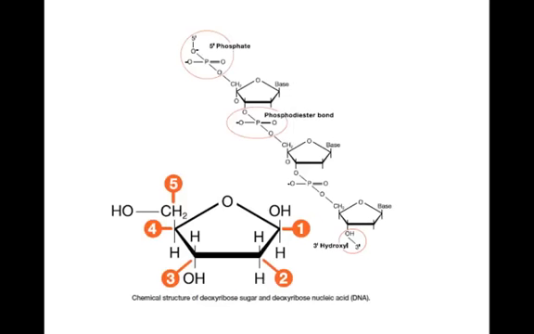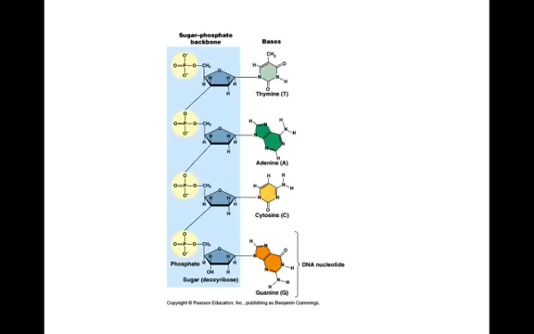Chains of nucleotides are assembled through dehydration synthesis. These chains have direction indicated by the 3' to 5' designation. This directionality is critical to DNA's replication and transcription.